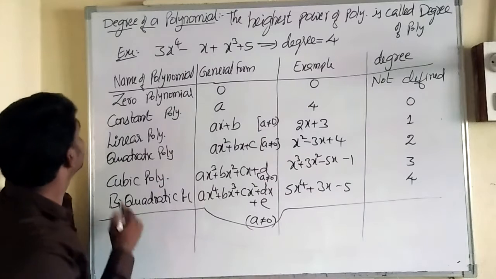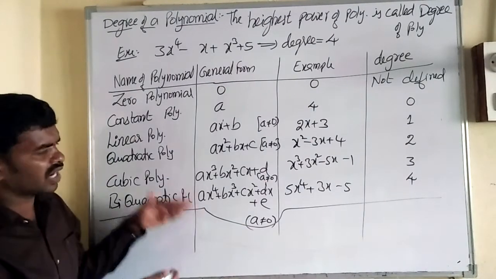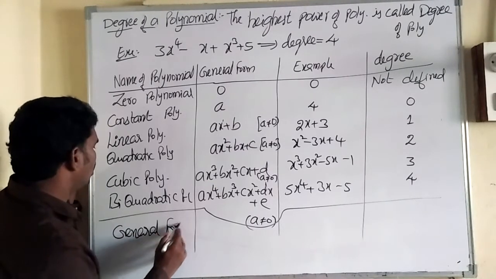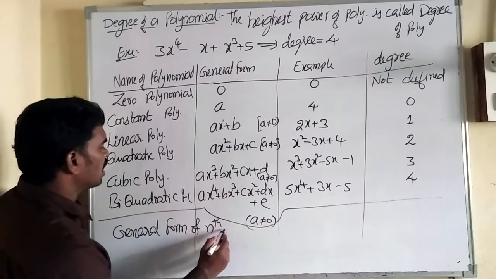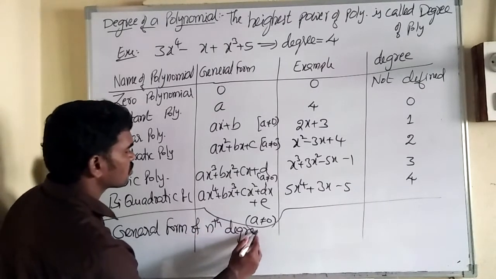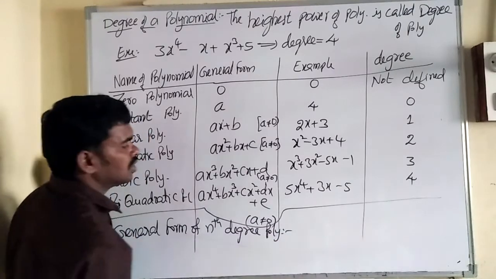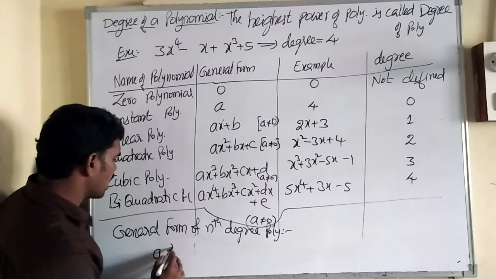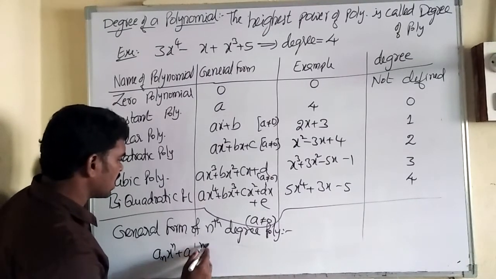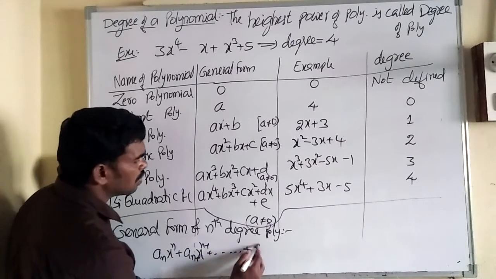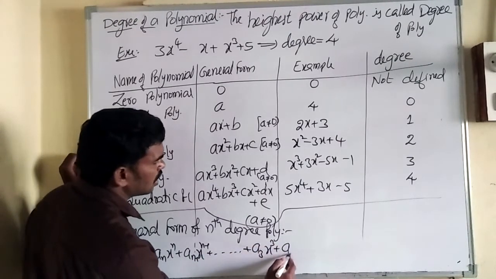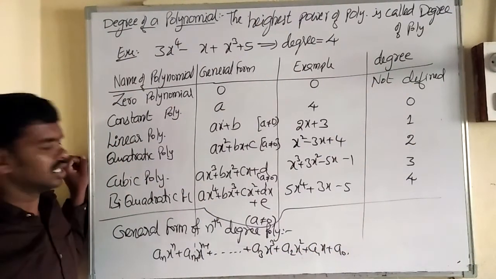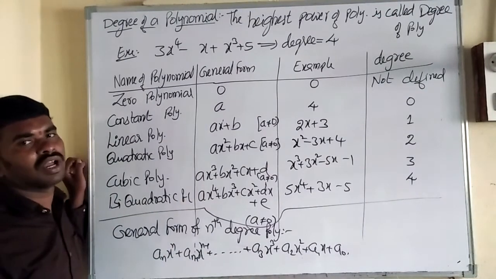Biquadratic, next power 5, next power 6, so answer is there. And next finally, general form of nth degree polynomial. Now very simple. An x power n plus an minus 1 x power n minus 1, and so on, plus a3 x cubed plus a2x square plus a1x plus a naught is called nth degree general polynomial.